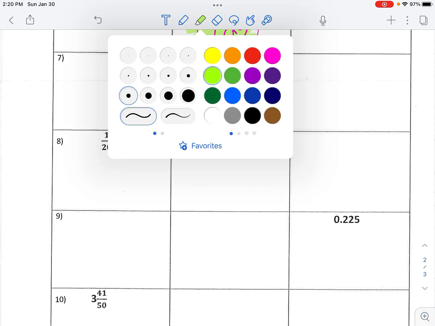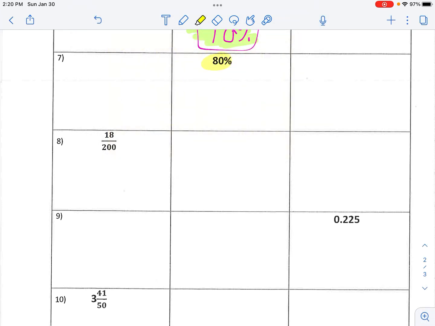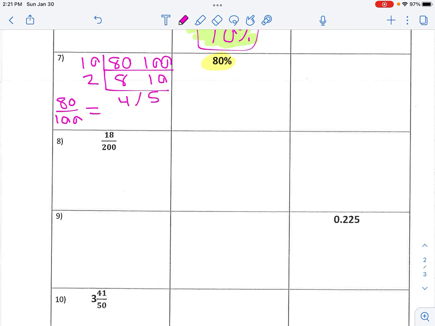Number 7, we're starting with 80% right here in the middle. 80%. And I'm writing that as a fraction in lowest terms. So I know 80% means 80 over 100. So I'm going to make a division ladder. I know numbers ending with zeros are divisible by 10. I know even numbers are divisible by 2. So my final answer must be 4/5.